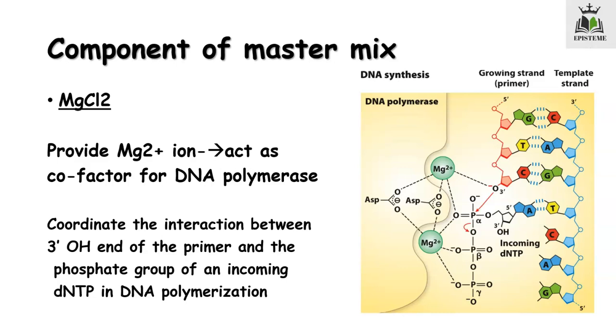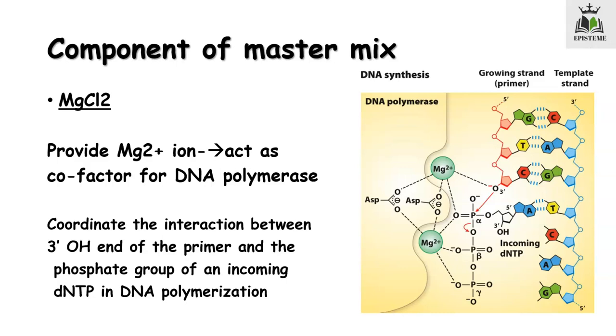So the topmost Mg2+ ion coordinates with the 3' OH group, the phosphate group and the aspartate that are present inside the DNA polymerase. And the bottom Mg2+ ion coordinates with the pyrophosphate. Pyrophosphate means the beta and the gamma phosphate groups and the two aspartates that are present inside the DNA polymerase.